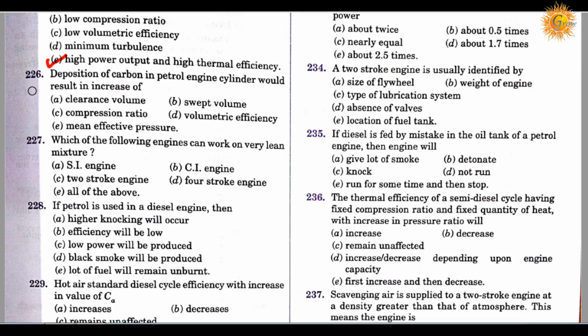Question number 226. Deposition of carbon in petrol engine cylinder would result in increase of: option A, clearance volume; option B, swept volume; option C, compression ratio; option D, volumetric efficiency; option E, mean effective pressure. So the correct answer is C, it will be compression ratio.